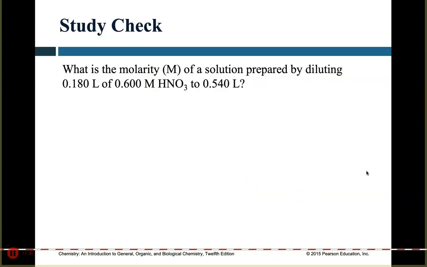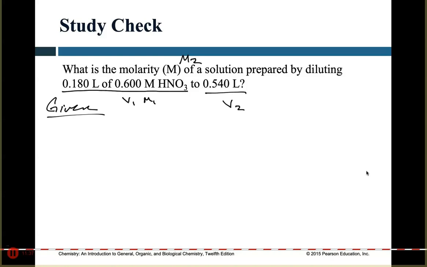Now it's asking, what is the molarity of a solution prepared by diluting 0.18 liters of this concentration of nitric acid to 0.54. So hopefully you guys are getting a little bit more proficient and comfortable with this. We're specifically asked for the molarity of the solution, so it's going to be after I do something to it, so that'd be my M2. This is describing the solution I'm starting with, so there's my V1 and my M1, and that's the volume I'll be ending with, so there's my V2.